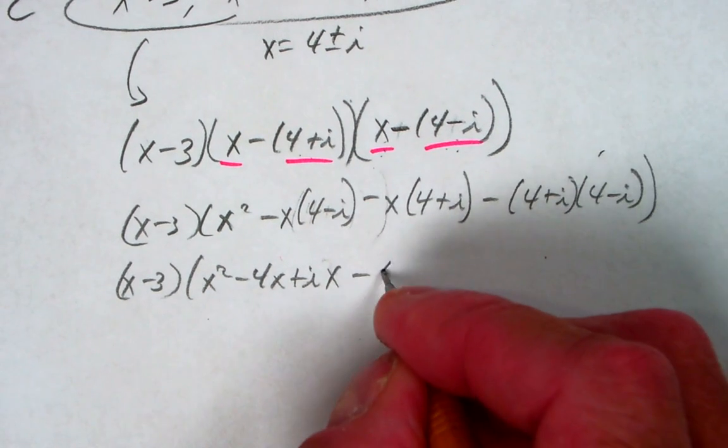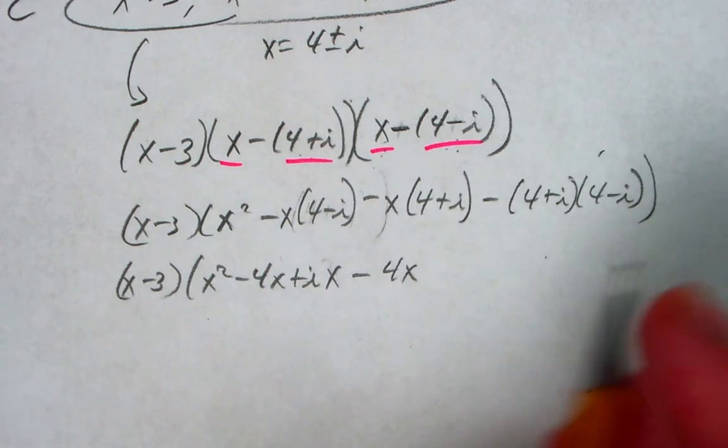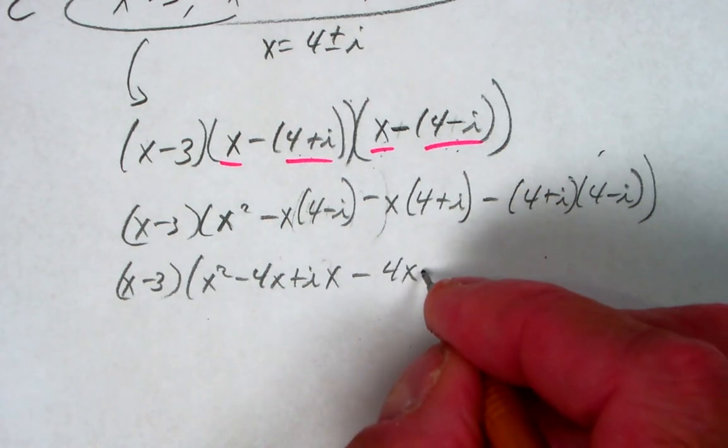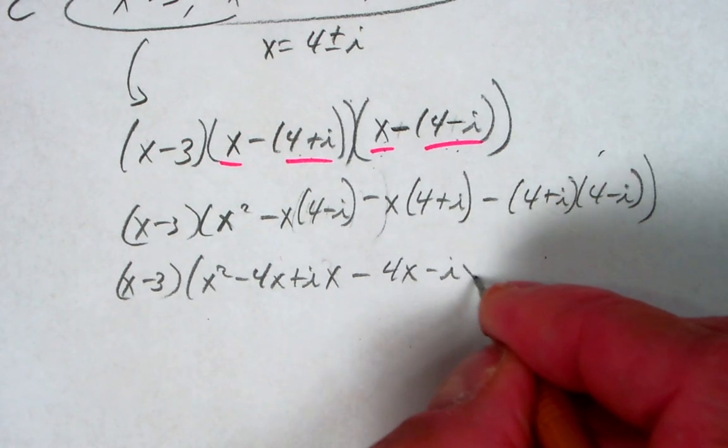Minus 4x. Yeah, I'm sorry. Not everybody's as perfect as you, Sam. I'm sorry. Minus 9.